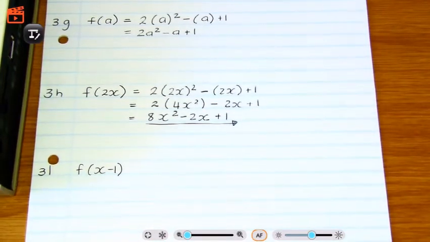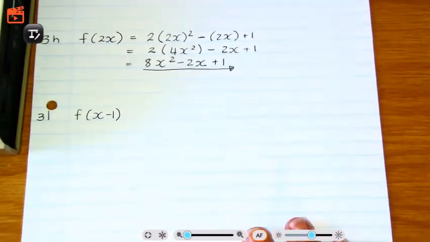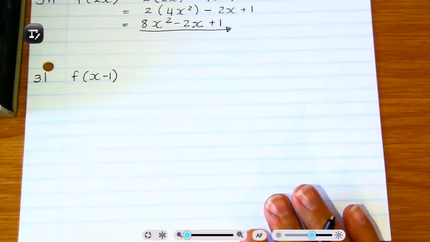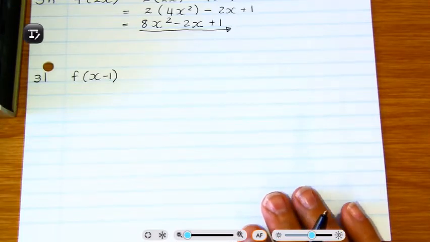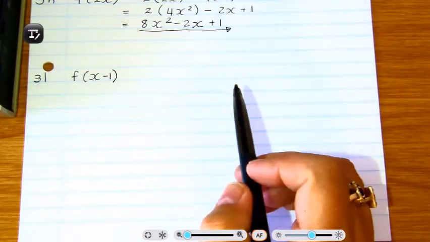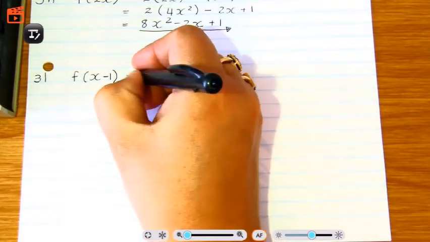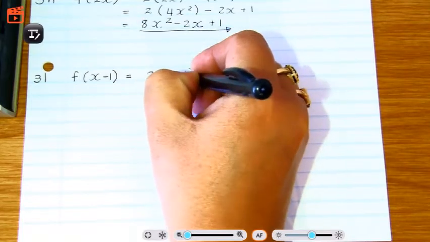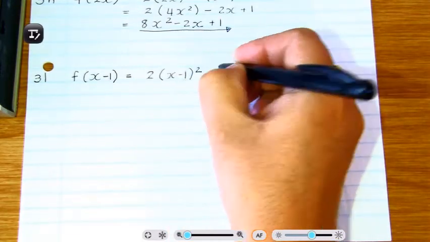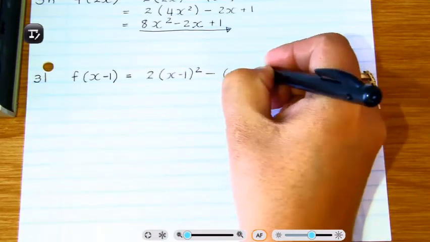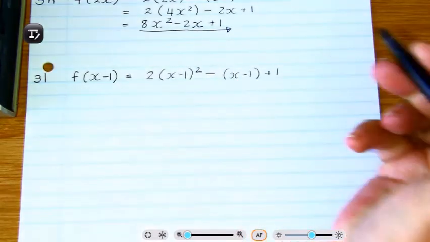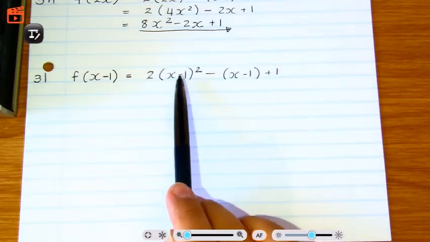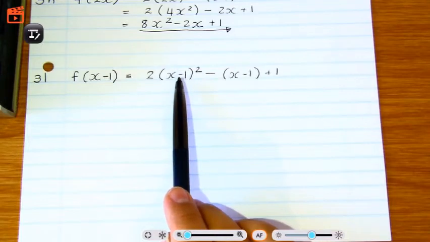Moving on to number 3L. Now they've asked us to work out f of x minus 1. So we replace the x with an x minus 1. We're going to have 2 in brackets, x minus 1, close bracket, squared, minus, in brackets, x minus 1, plus 1. The first thing you should see is that I've got x minus 1 squared, so it's going to be a bracket times a bracket. So we're going to FOIL.